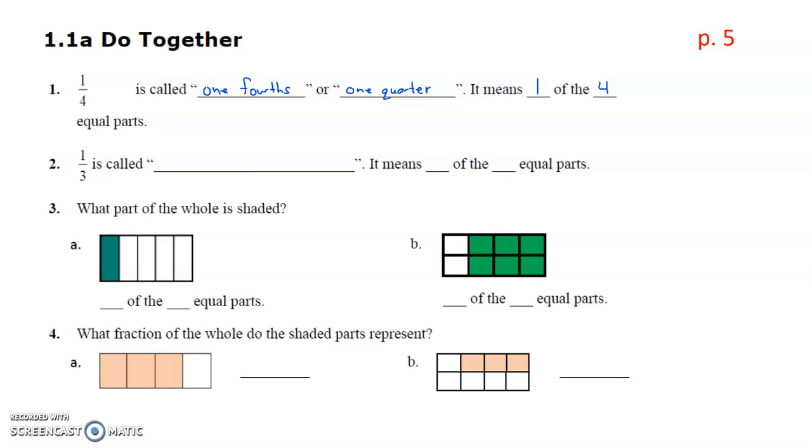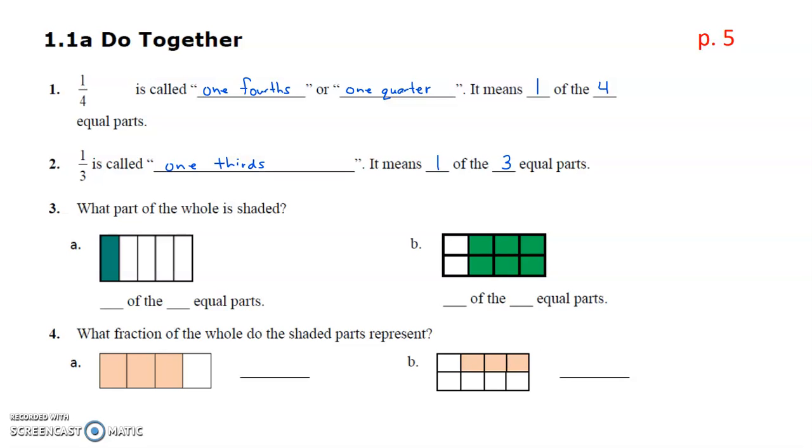For number 2, we only have one way to name this fraction. It's 1/3. It's called 1/3. And this means 1 of the 3 equal parts.